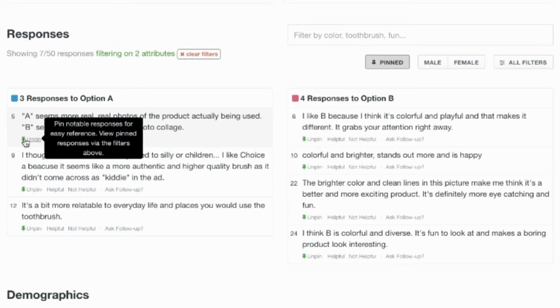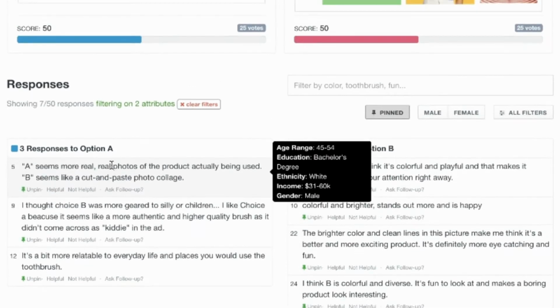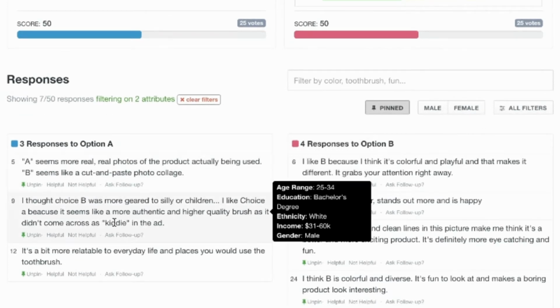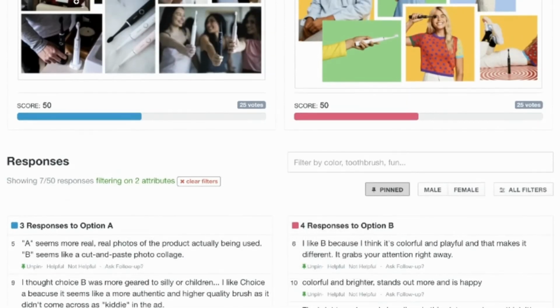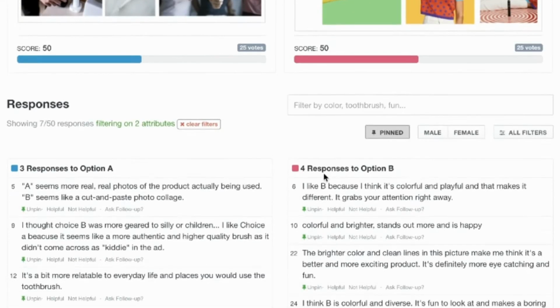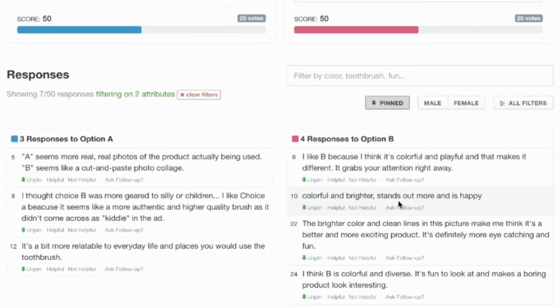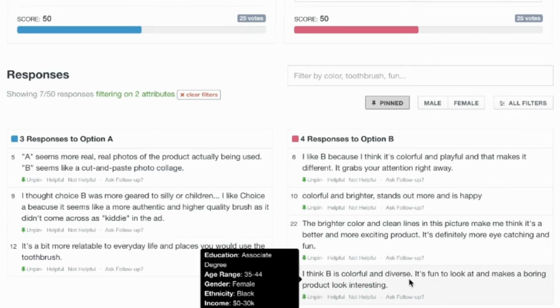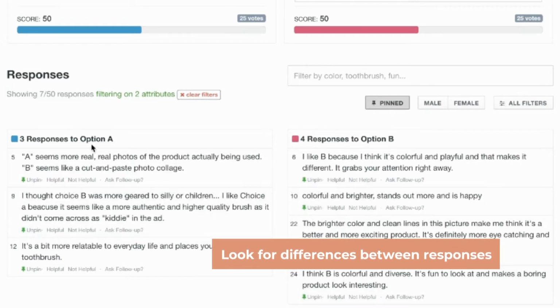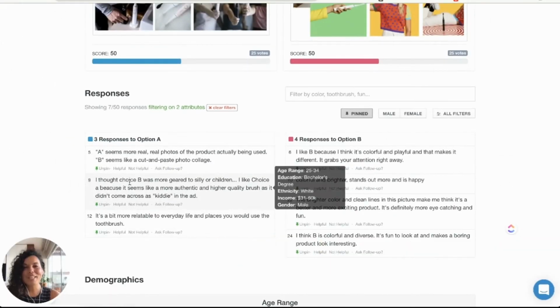What we see here on the left is that people are saying that one looks more like real life versus something that feels like a cut and paste collage. This one feels less silly or less childlike, and more relatable to everyday life, right? But on the option on the right, people are saying that it's colorful, brighter, stands out more, brighter colors, cleaner lines, definitely more eye-catching. So you can see it's more of this fun language versus maybe more negative language towards this kiddie approach. So you might actually be able to determine a clear audience based on this.